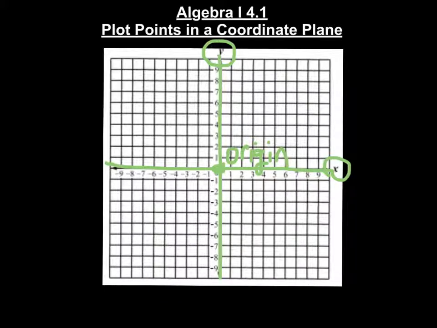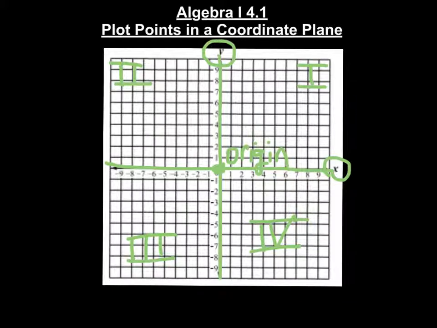We have four sections, and they're called quadrants. This is quadrant 1. Your top right is quadrant 1, and then your top left is quadrant 2, and then we go to the bottom left, which is quadrant 3, and the bottom right is quadrant 4. All right, let's take a little closer look at the quadrants.